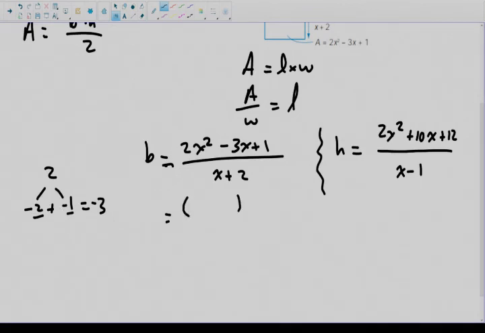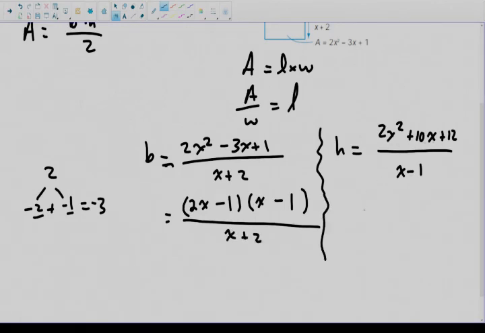So setting up my brackets. This one's a little bit easier because there's only one combination that gives 2x squared, which would be 2x times x. And then 2x times what equals negative 2? That would be negative 1. And x times what equals negative 1? That would also be negative 1. 2x times negative 1 is negative 2x, and x times negative 1 is negative 1x, which gives negative 3x, and positive 1. Yeah, so that's all good. And that's all divided by x plus 2.